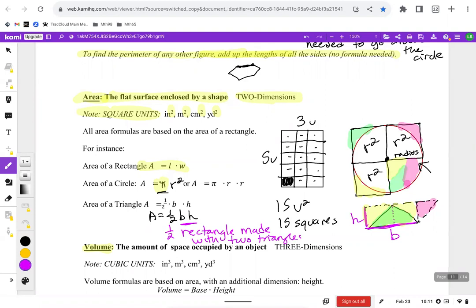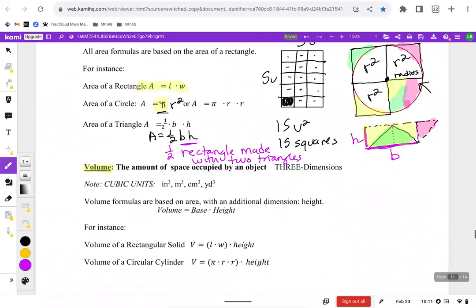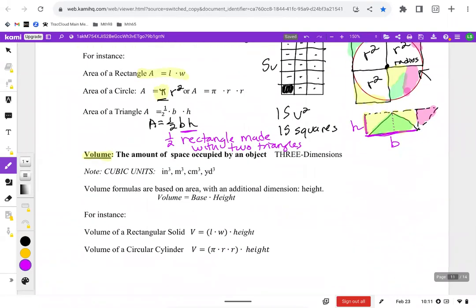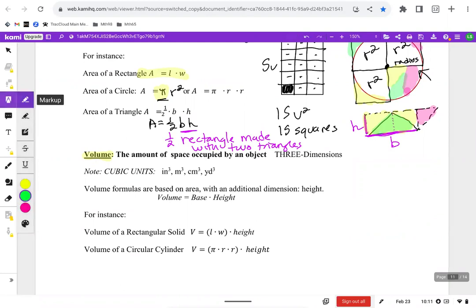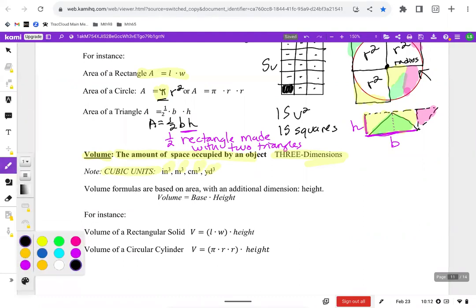Now, we don't have to memorize these formulas, but it is just kind of interesting to think about where they come from. And then the last one is volume. Volume is the amount of space that is occupied by an object. And that's a 3-dimensional space. And so when we're doing volume, we need to remember to include our cubic units. We're going to be figuring out how many of some amount of cubes will fill up a space.